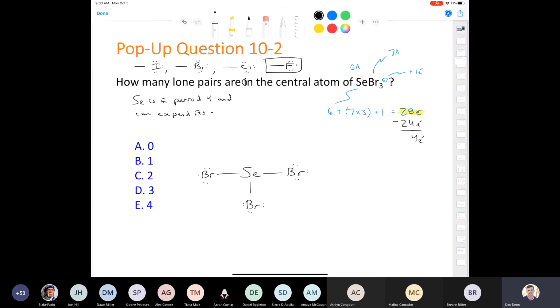its octet. Okay. So that means that the last 4 electrons that we have, we're going to put them on the selenium. 1, 2, 3, 4, like that. Okay, so that's my Lewis structure, and the number of lone pairs in my selenium is 2.